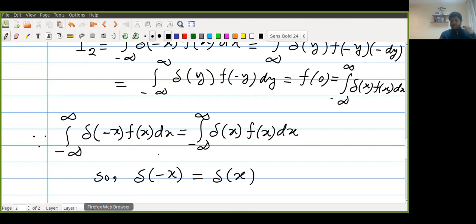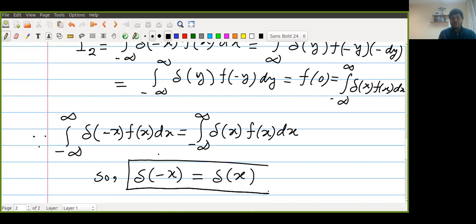Whatever properties I am going to prove next all use the same concept. That is why I discussed one of the properties in detail. Let's check other properties of the Dirac delta function. This is our first property that we derived and proved.